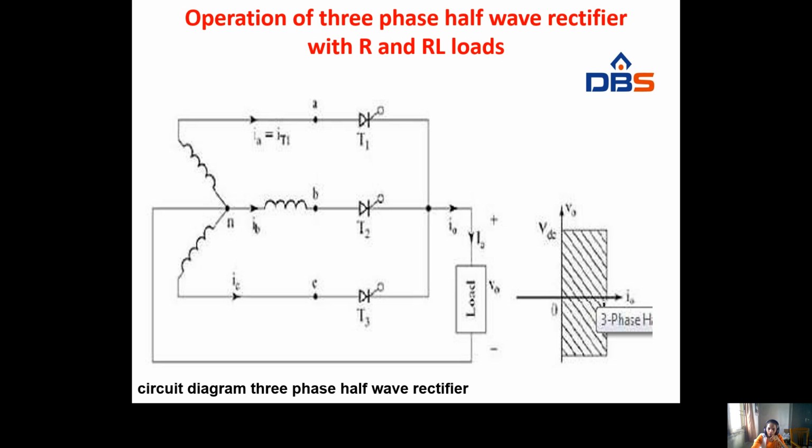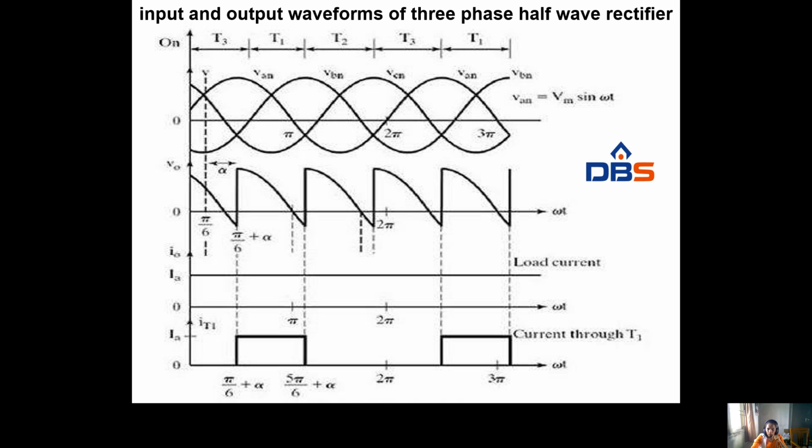Three phase half wave rectifier with a load resistance. So here T1, T2, T3, and here the load will be connected. It will be operated in two modes of operation. Next, this is the circuit diagram, and next we have taken the input and output waveforms of the three phase half wave rectifier.